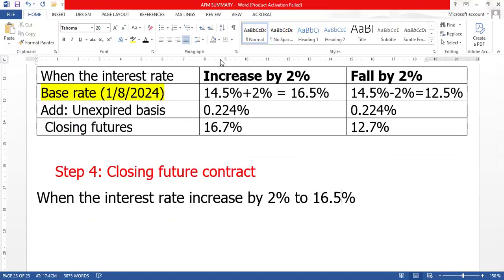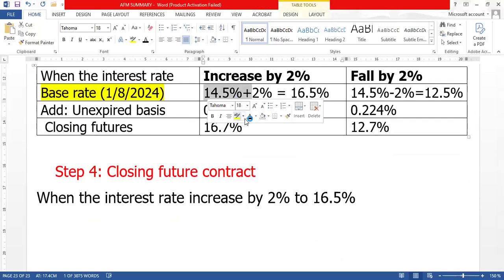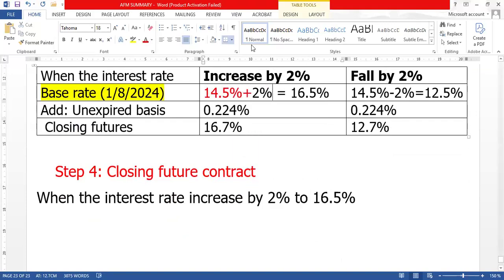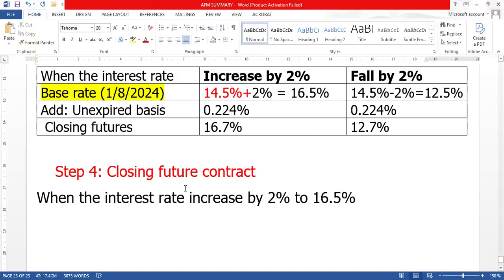Are you called Rita? How are you getting 0.7? Remember, initially it was 14.5. Rita, are you on? It's okay. I was looking at the closing futures. No, don't look at that.